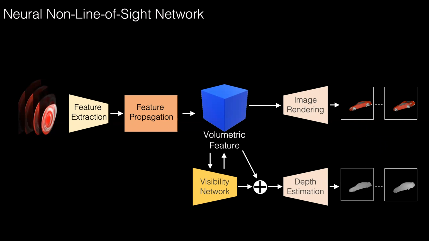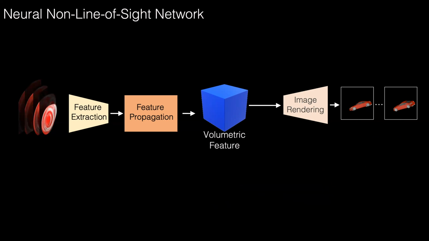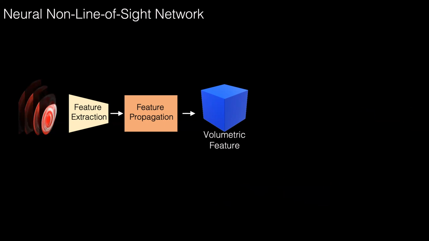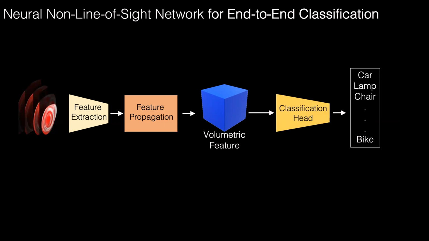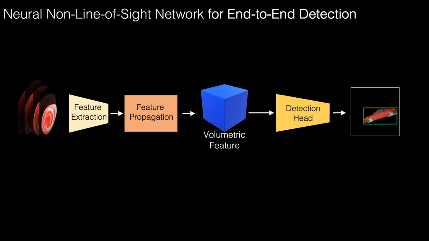In addition to non-line-of-sight image and shape reconstruction, the proposed model also allows for downstream recognition tasks by replacing the rendering network with a different head, for example, end-to-end classification or end-to-end object detection. To render hundreds of thousands of transient training images in simulation, we propose a novel rendering algorithm which runs in real time.